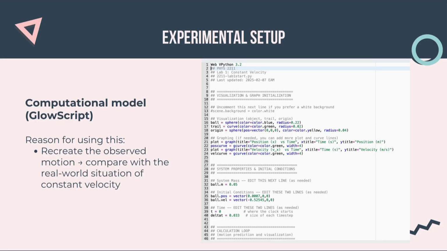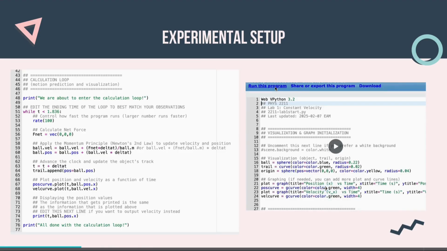And here's my snapshot from CloseScript, and I use it to recreate the observed motion and then compare it with the real-world situation of constant velocity. Here I changed the ball mass to 0.05 kilogram, which is the mass of my can, and I also changed the initial position as well as the initial velocity of the ball. The t starts from 0 and delta t is equal to 0.033, which is the time of a frame. And here's the calculation loop, and the final time lapse is here, which is the end of the while loop. The net force is also set to 0, so the constant velocity will be ensured.